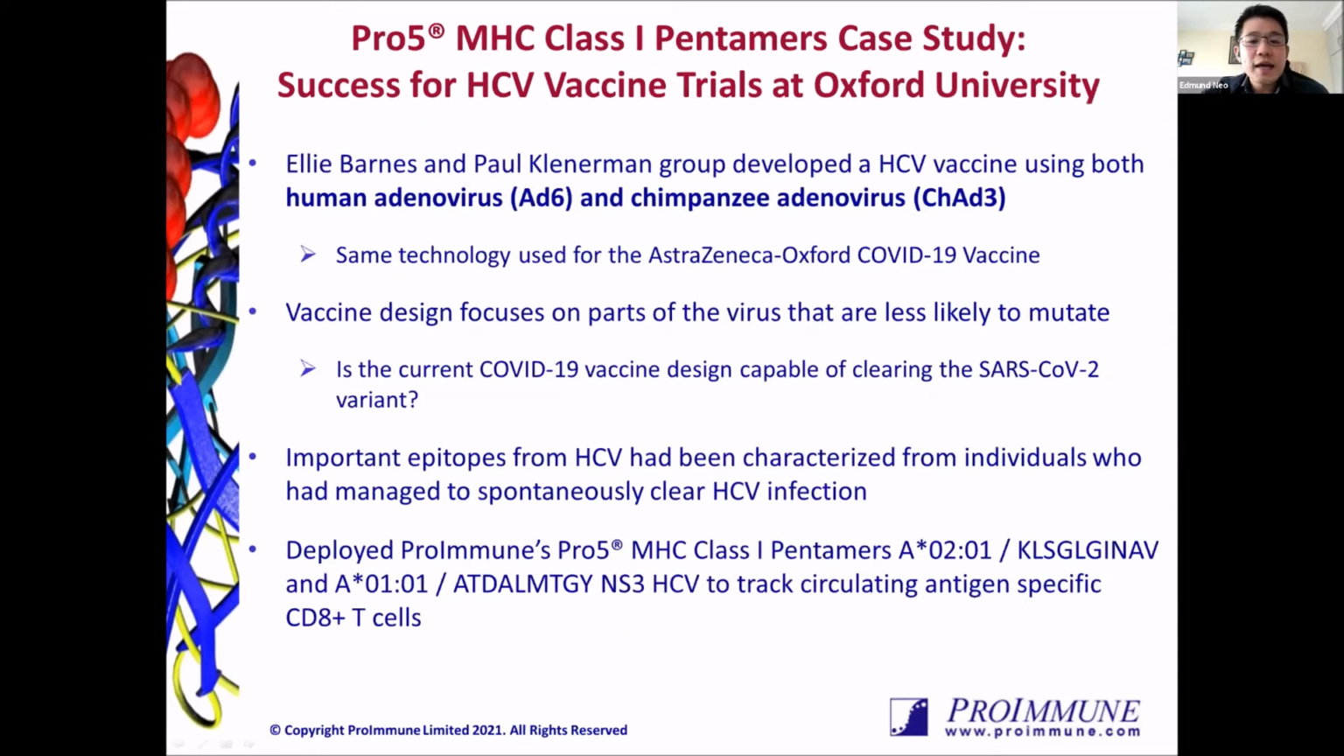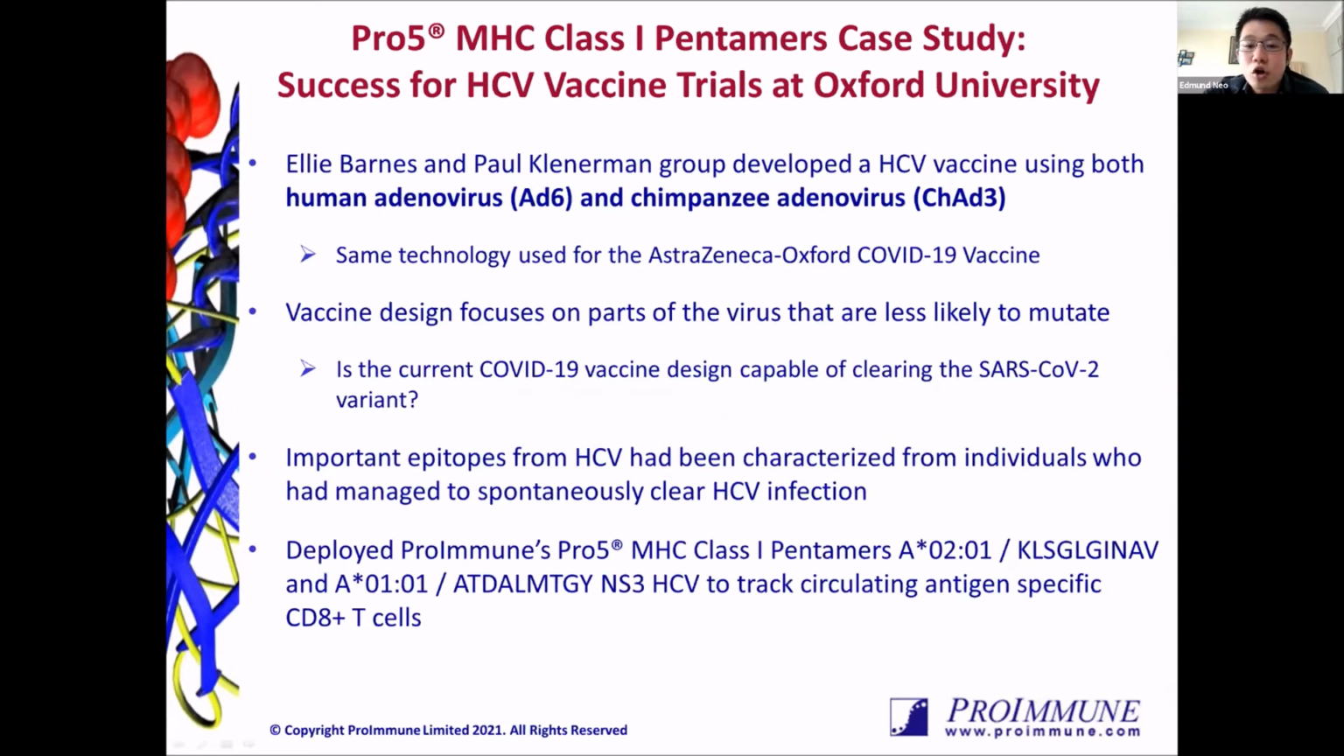Now I'll be sharing a case study on the success for HCV vaccine trials at Oxford University by Ellie Barnes and Paul Klenerman group using both human adenovirus and chimpanzee adenovirus for their vaccine, which some of you might know is the same technology that has been deployed to develop the AstraZeneca Oxford COVID-19 vaccine. The strategy that this group used in developing the HCV vaccine focuses on parts of the virus that are less likely to mutate, which is important for the vaccine to stay relevant against the virus.